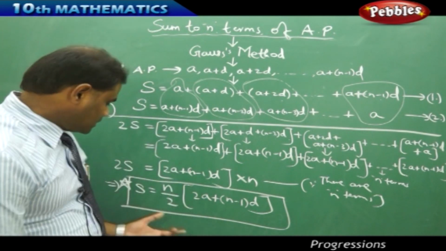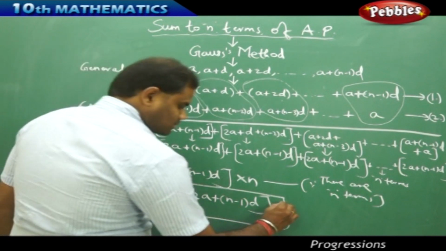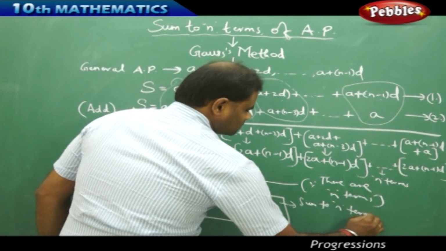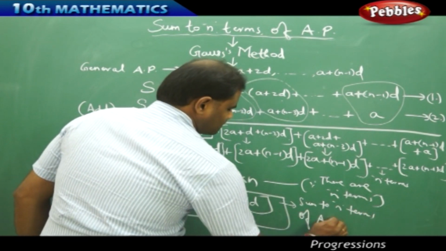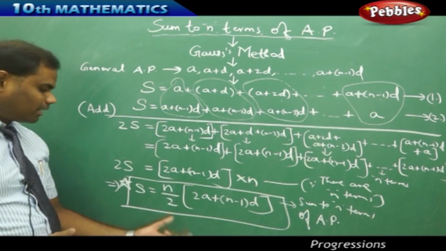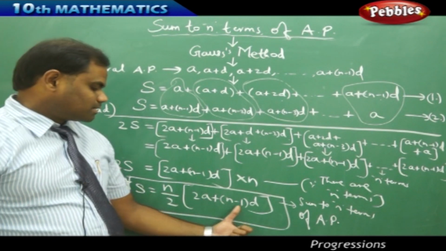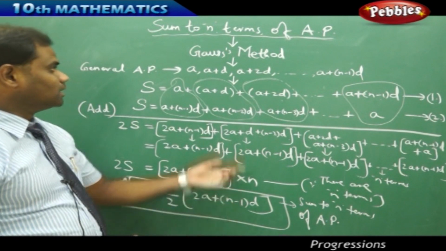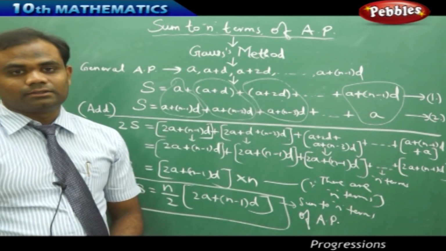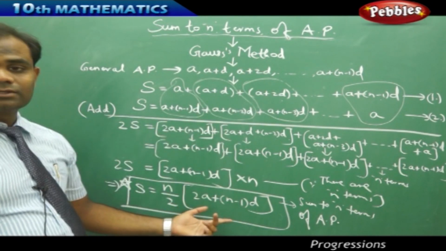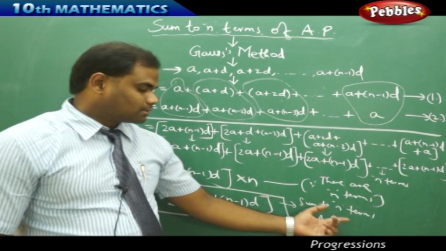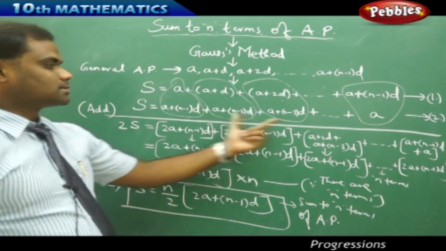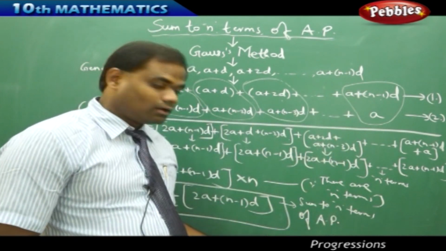So this is how I understand that the sum to n terms of an arithmetic progression is given by n by 2 times 2a plus n minus 1 into d, which is how we get the derived formula using the Gauss method. So this is the Gauss method of finding the sum to n terms of an arithmetic progression using the reverse process, giving the derived formula.